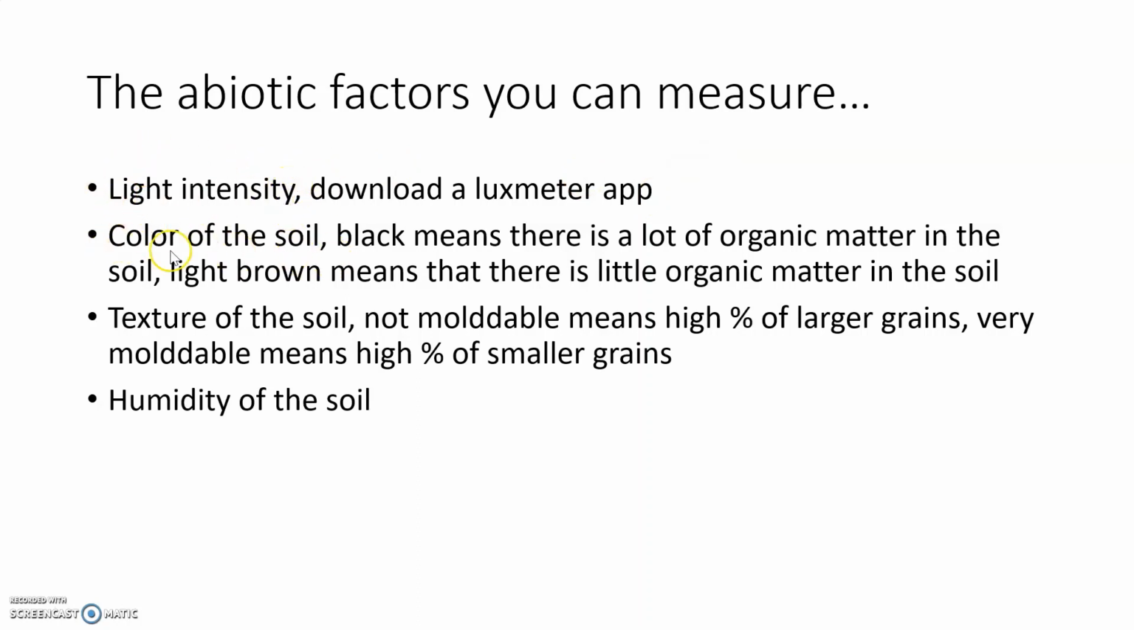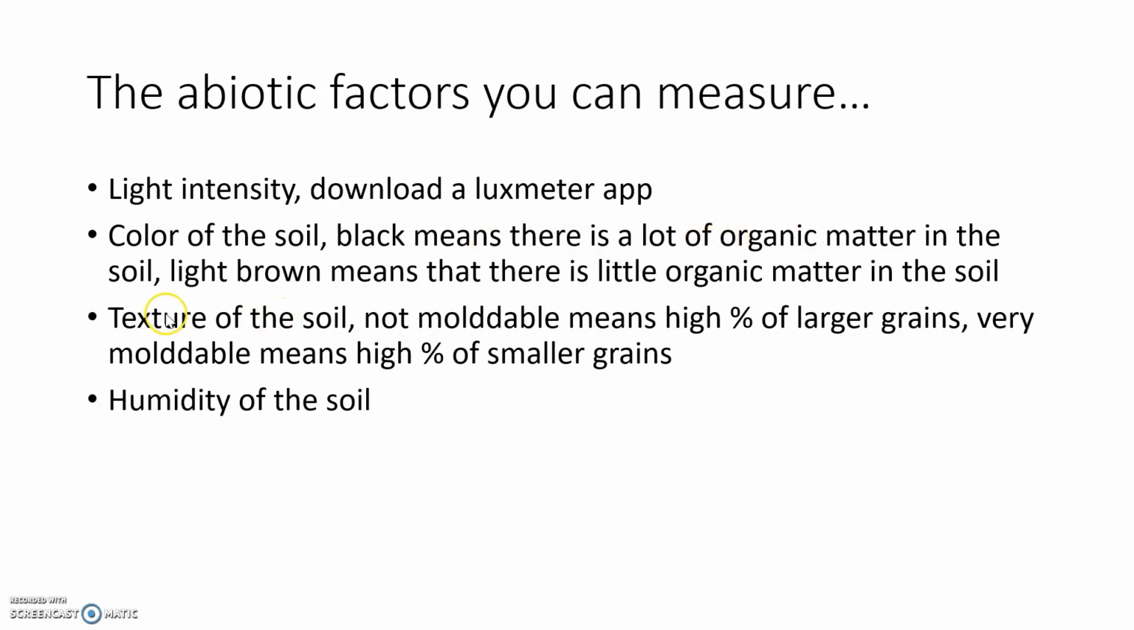You can also dig a small hole in the soil and then assess the color of the soil, because we can use the color of the soil to say something about how much organic matter is in the soil. Because if it's very dark, almost black, then there's a lot of organic matter, and if it's more brown, it means that there's less organic matter in the soil.